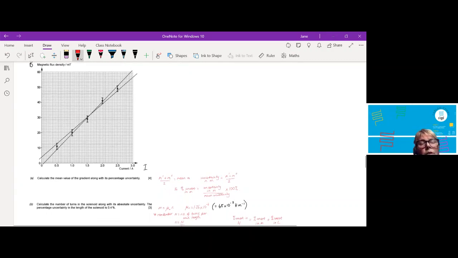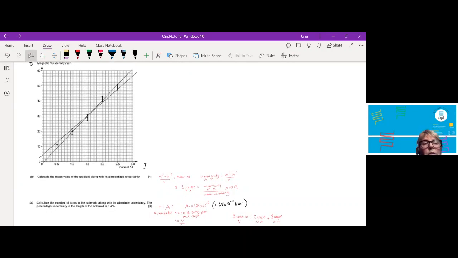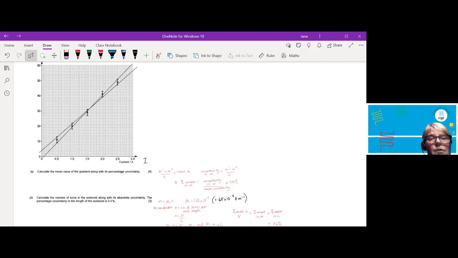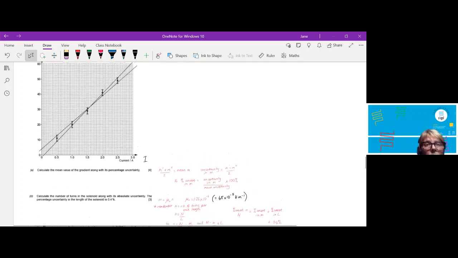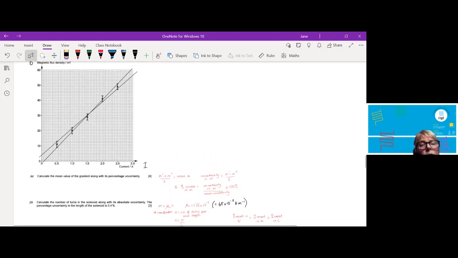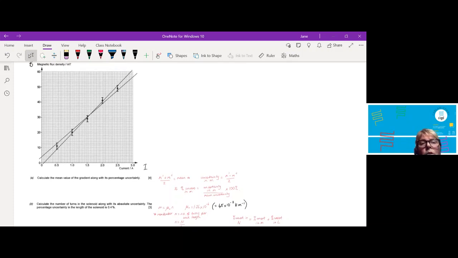So we've got this graph here, and they've added in error bars. You can see that there's two good lines included in all of the error bars, and they straddle 0, 0 here. So the first part of the question here is calculate the mean value of the gradient. In order to do that, we have to identify the triangles that we are going to use. We can do them as big as possible, and do them with a ruler.